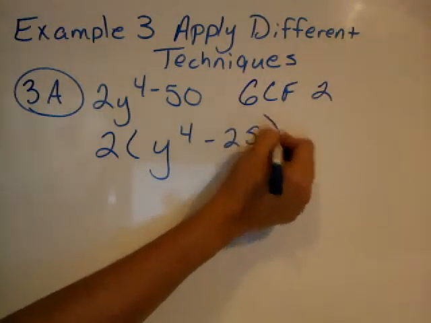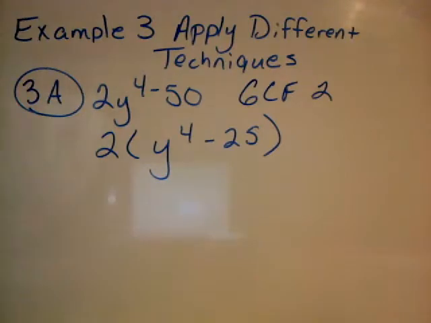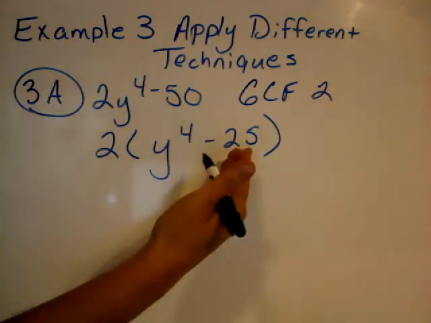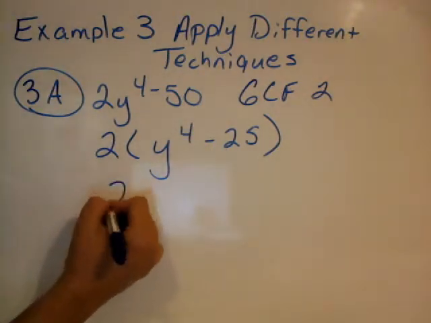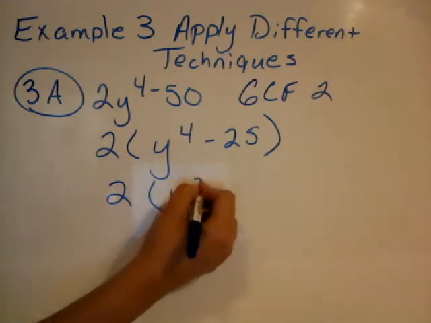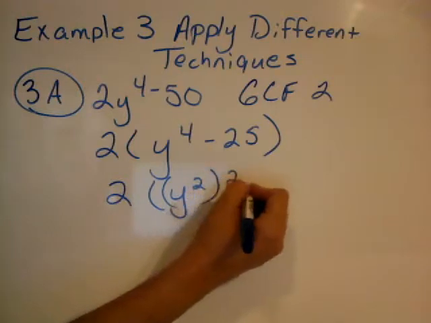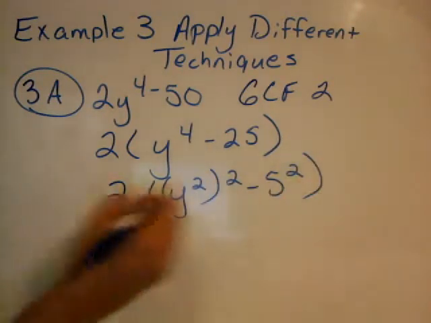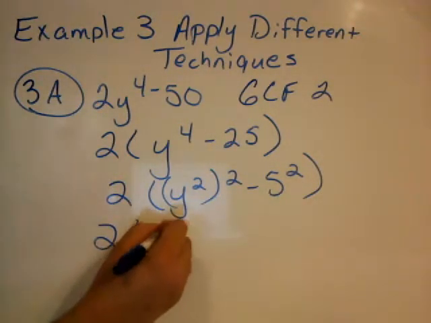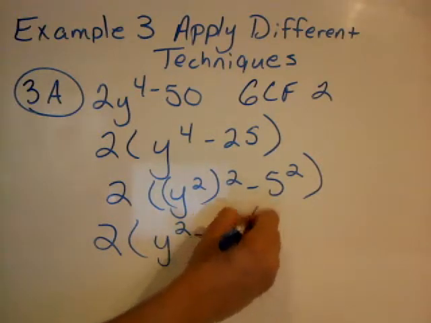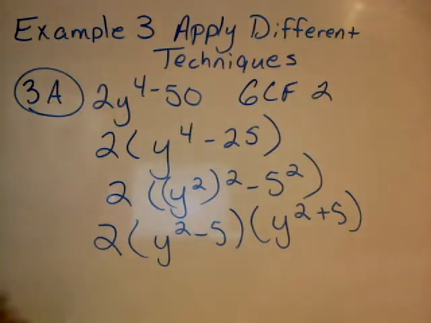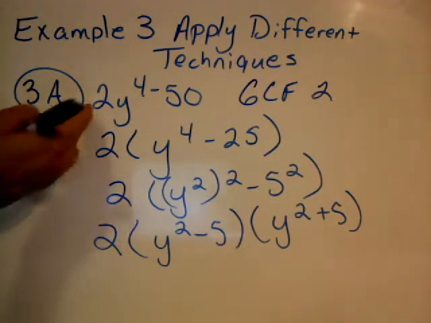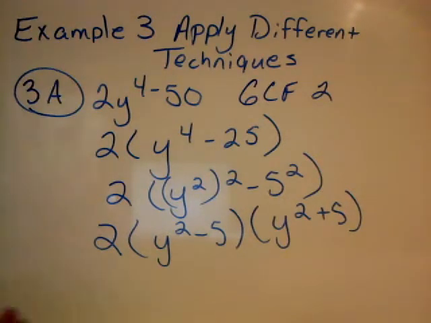Then I see I have a difference of squares, because y squared times y squared. So I say 2 times y squared minus 5 squared, and that would give me y squared minus 5 times y squared plus 5. And again, if you take the full method, multiply it by 2, you will get back to your starting point.